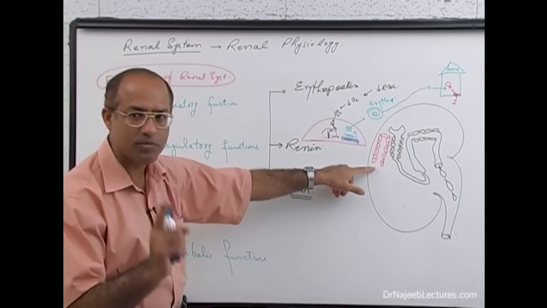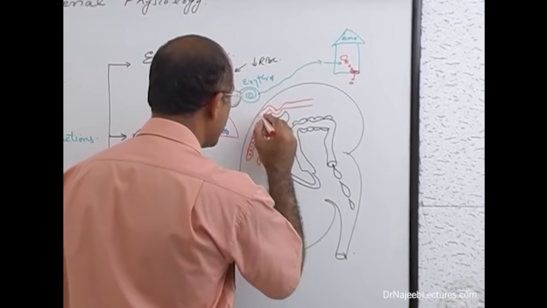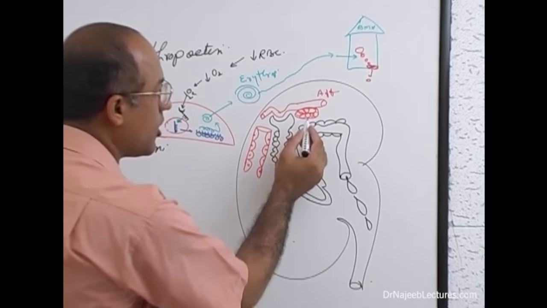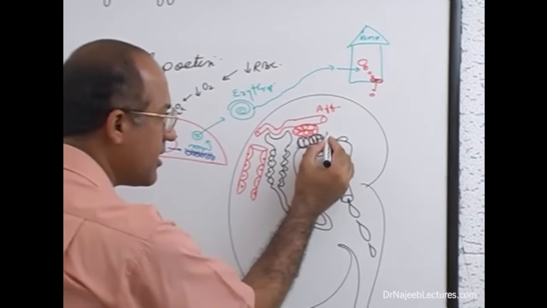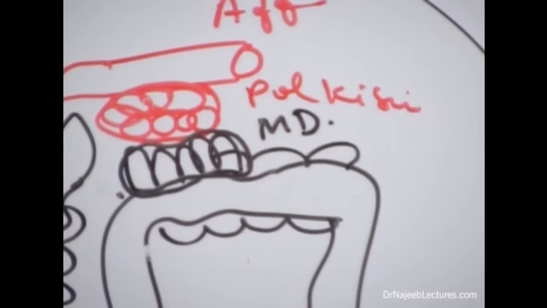Renin comes from the juxtaglomerular apparatus. In some lectures previously, I told you that here is the afferent arteriole, here is the glomerulus, here is the efferent arteriole. Some cells in the afferent arteriole are modified, and these cells are part of the juxtaglomerular apparatus, because this apparatus is made by modified vascular cells and modified renal nephron cells. This group of renal nephron cells is called the macula densa, and these modified epithelial vascular cells are called Polkissen.